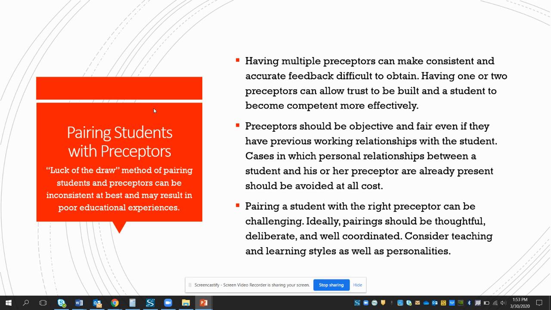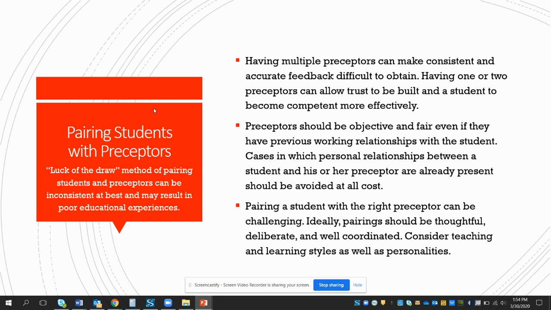And then when we talk about pairing students with preceptors, we talked about limiting the number, having multiple preceptors versus having just a few. So the luck of the draw method of pairing students and preceptors can be inconsistent at best and may result in poor educational experiences. And like I said, that's kind of how my preceptor time was when I was in paramedic school, and I'm sure most of you, it may have been the same way if you've been practicing for a while. Then having multiple preceptors can make consistent and accurate feedback difficult to obtain. Having one or two preceptors can allow that trust to be built and a student to become competent more effectively.